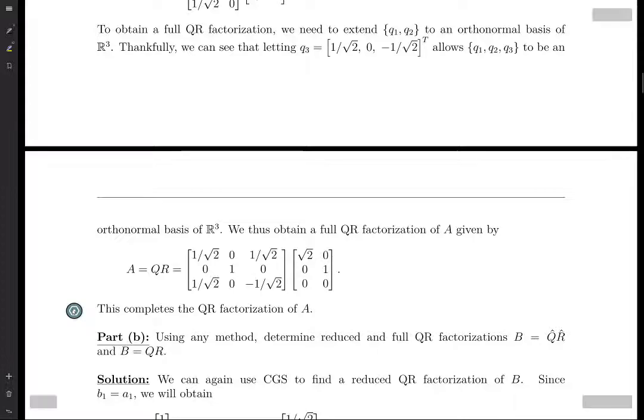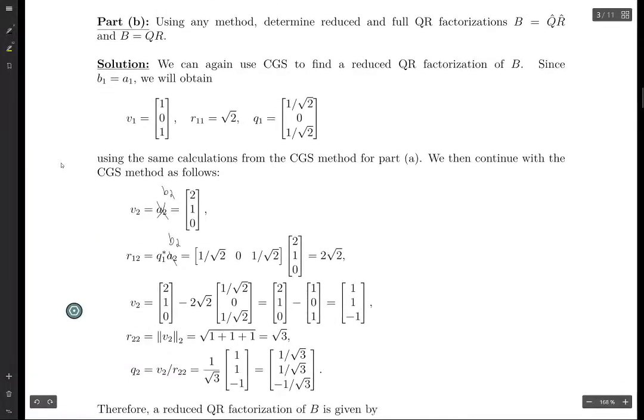And finally, we have to look at B. The first column of B is the same as the first column of A. So the first few steps in this QR factorization are going to be identical. We're going to get the same Q1, the same R11, and the same V1, and it's given by this.